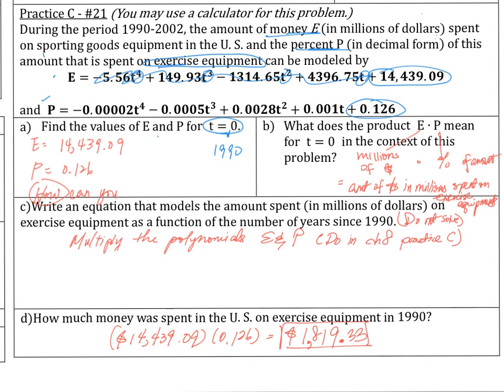All right, and so therefore $14,439.09 times 0.126, and you would get $1,819.33 in 1990, and that would be the amount of money spent on exercise equipment alone of all the sporting good equipment purchased. So again, read this problem again and watch this part of the video again to try your best to understand what's going on. And this concludes this lesson.